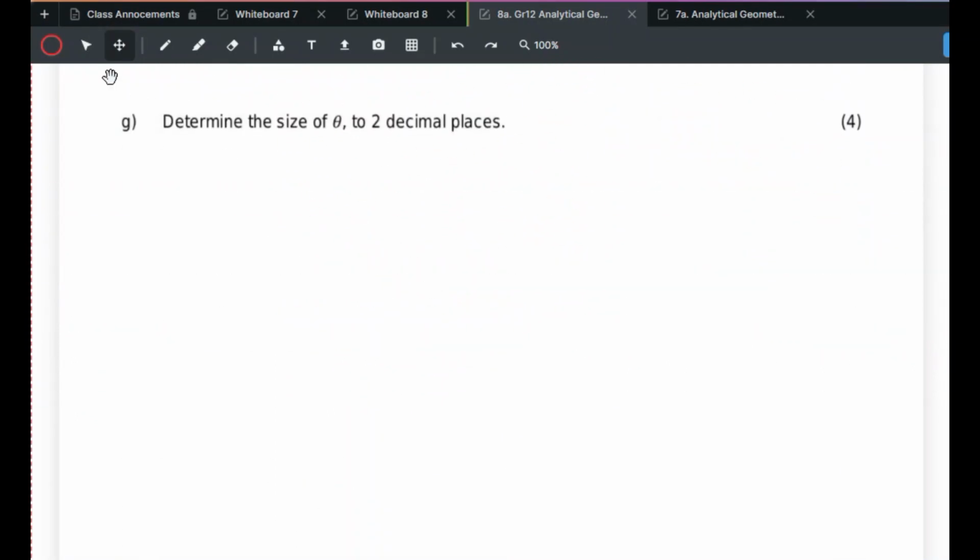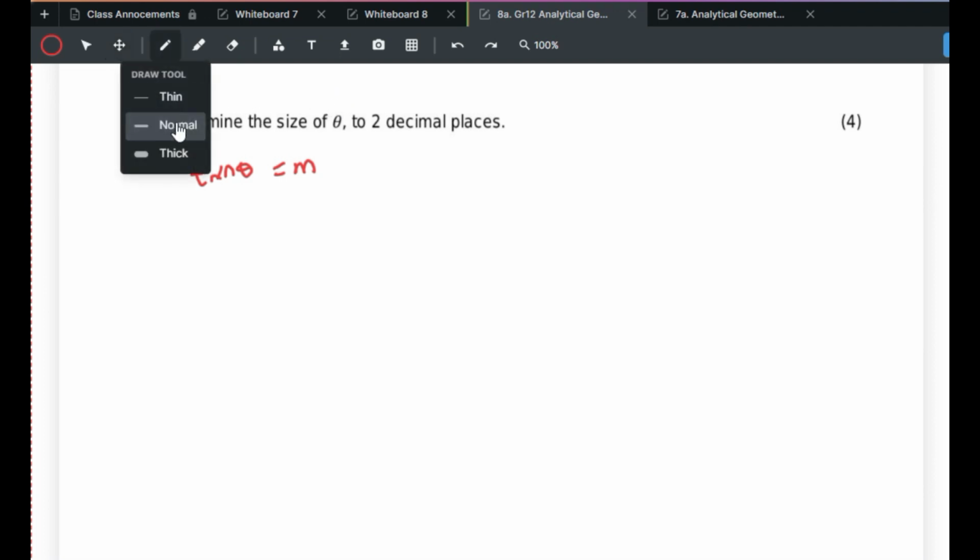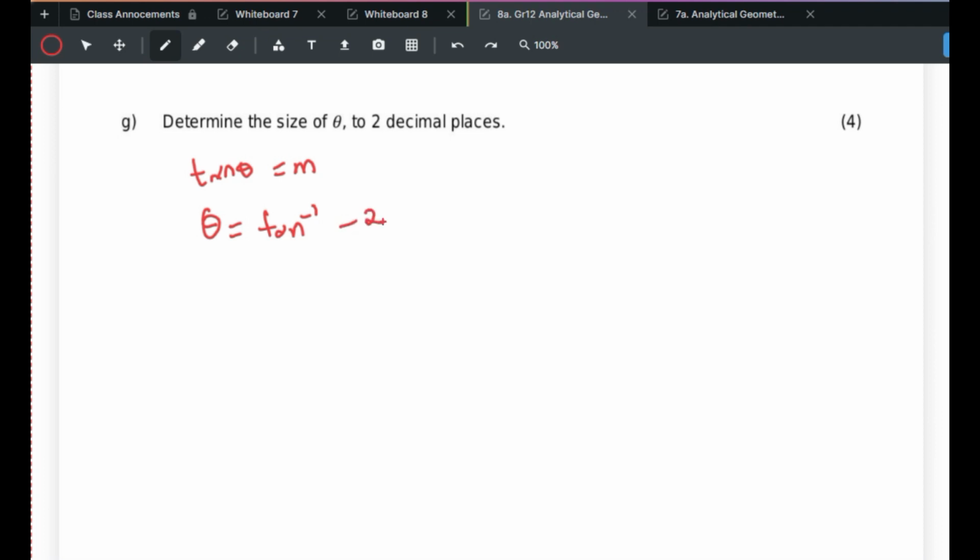Angle of inclination. The formula for angle of inclination is tan theta equals your gradient. We have a couple of gradients. I think there was one gradient that was -2 and the other gradient was 3, right? So for the first one, theta is equal to shift tan of -2, and theta is equal to shift tan of 3. So what does this give you?